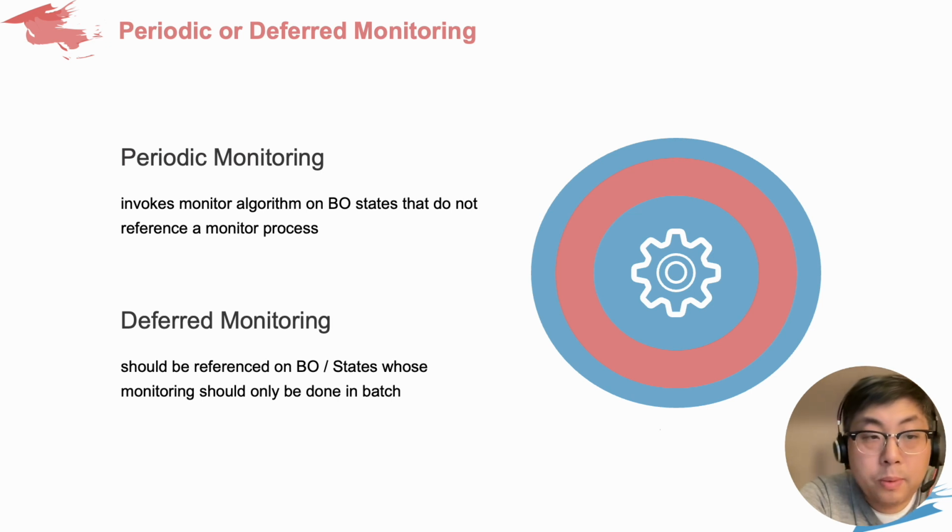And comparing with the other option, which is called deferred monitoring. Now, deferred monitoring is basically saying I have a particular state in the life cycle. I would define a monitor process. Very often you will see that monitor process called deferred batch. And what happens is these deferred monitoring algorithms need to be run in a particular sequence.